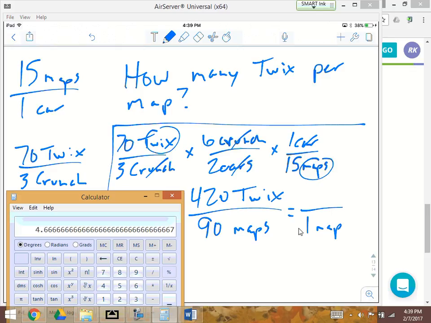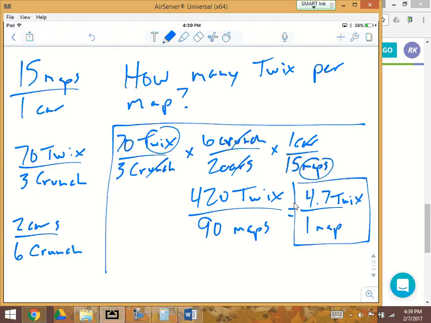And you see we got a decimal here. So that's 4.6 repeating, or you could say 4.7 Twix. So, again, this is an estimate. So 4.7 or about 5, maybe 4.7 Twix per one map. And again, it's not going to work perfectly because we're just coming up with a random question given a bunch of random data, right? So it's okay that we end up with a decimal there.